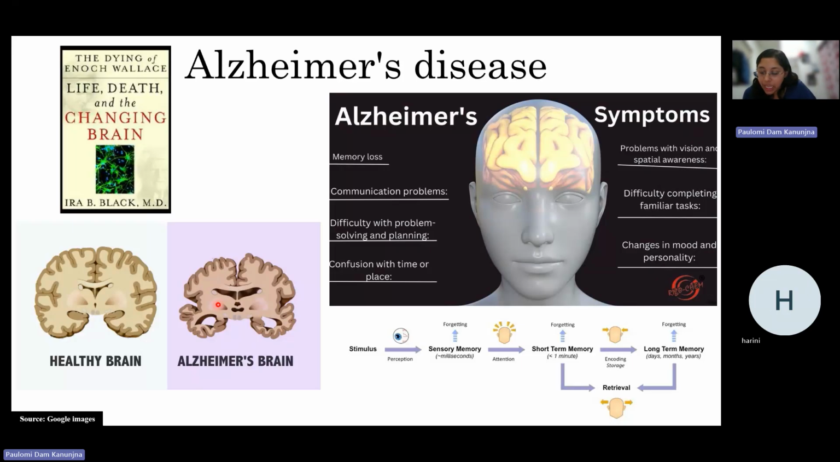Alzheimer's disease. And along with this, you have several other problems that are present in Alzheimer's patients. Not only these plaques, but you have tau protein accumulation, you have neuronal loss.